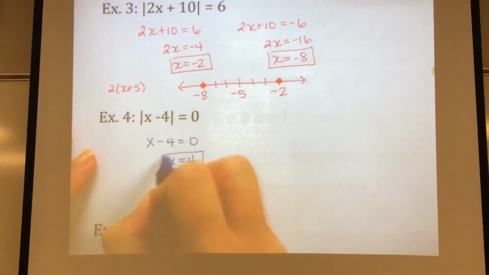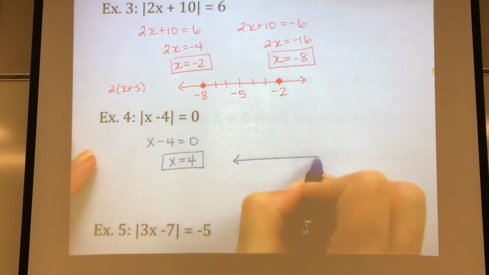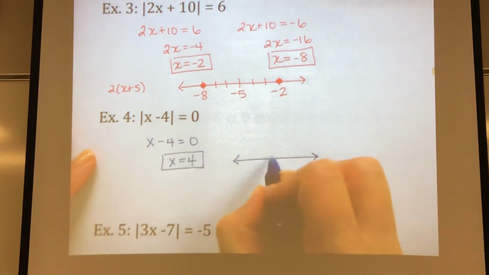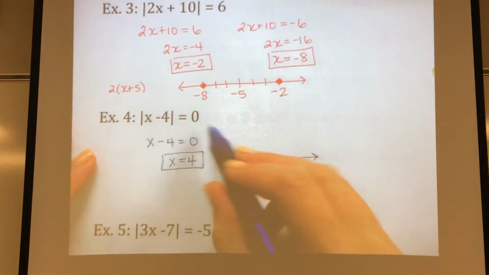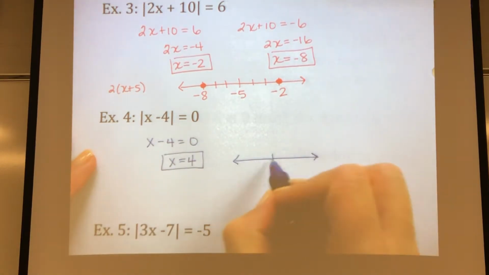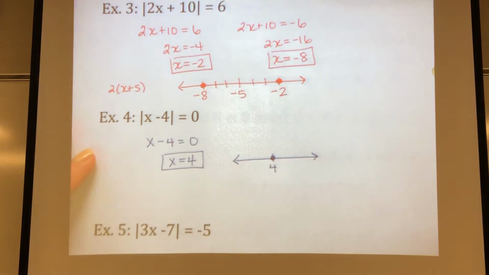So we just have one answer in that case. Graphically, our center moves us to the right 4, and we're moving 0 units from it. So we're not going either direction, we're just staying right at 4. So our answer is 4.